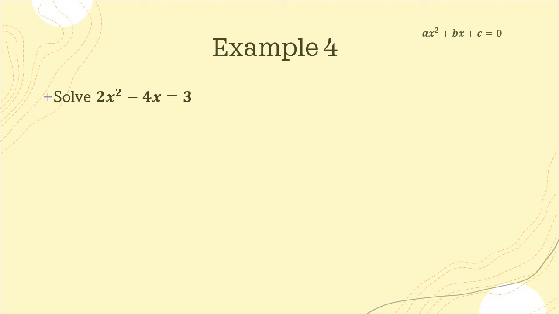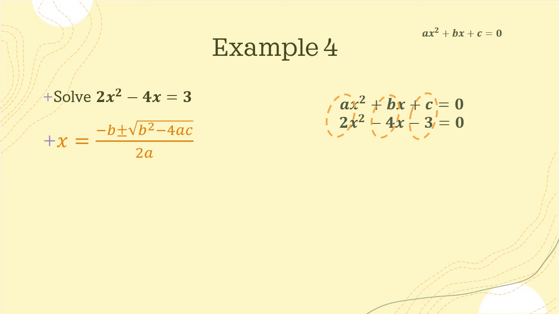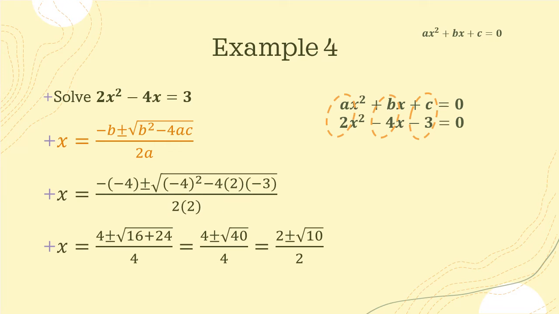Always, we need to set this equation equal to 0. So we're going to subtract 3 on both sides. So always it should be in the form of ax squared plus bx plus c equal to 0. So we subtracted 3 on both sides. Now my a is 2, my b is negative 4, and my c is negative 3. We're going to substitute these values in the quadratic formula, and simplify. Therefore, that's the solution.